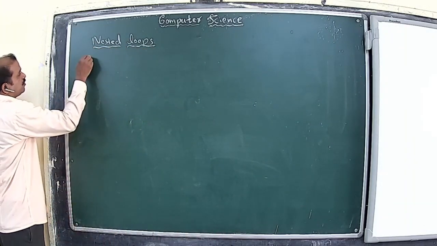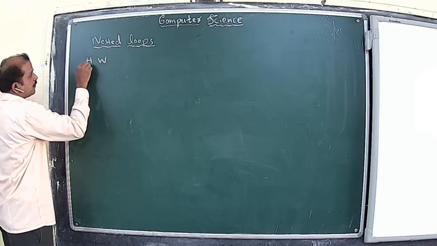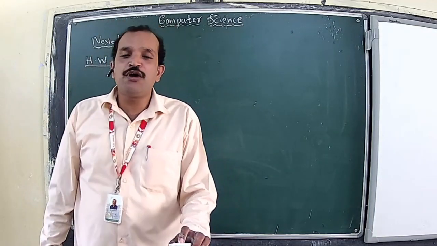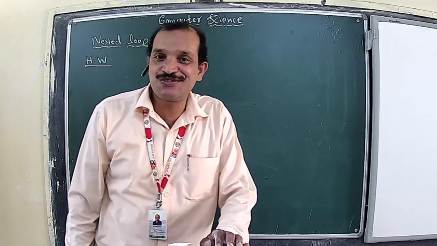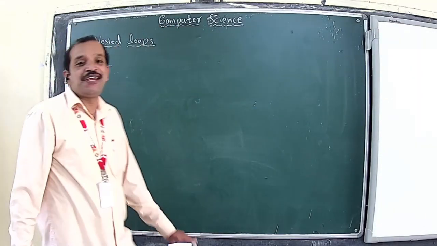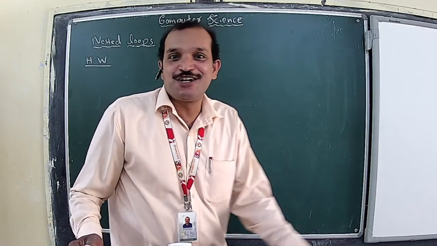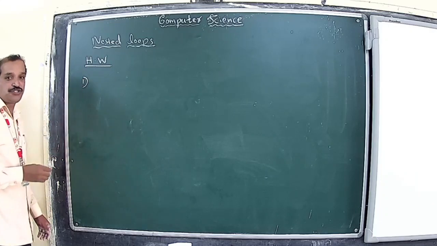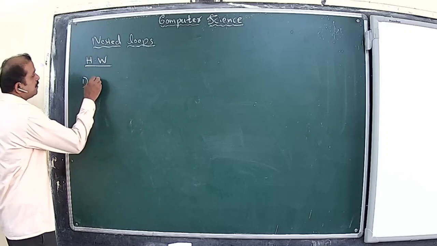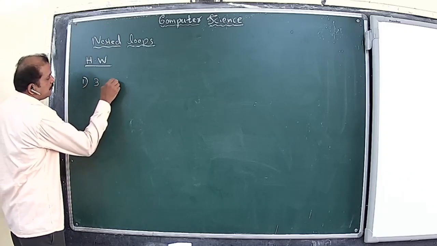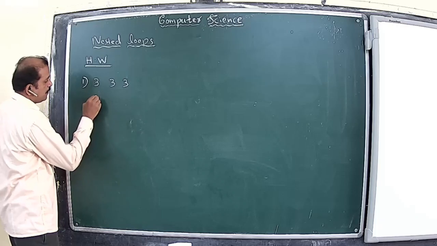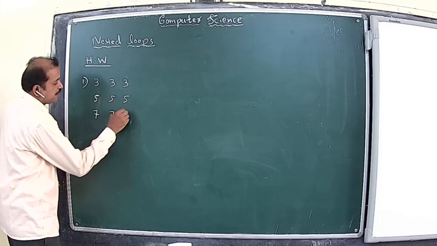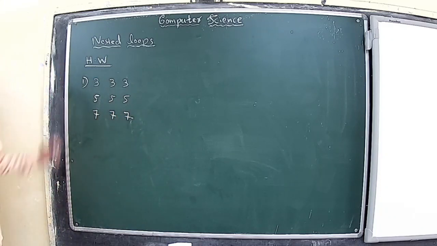All right. Now be ready with your notebook and writing materials once again to write your homework as part of this nested loop. Your homework is: write a program to create the following output using nested loop. Right? So write a program to create the following output using nested loop. This is going to be your first output as part of the homework. This is going to be 3, 3, 3, 5, 5, 5, 7, 7, and 4. This is your first homework.